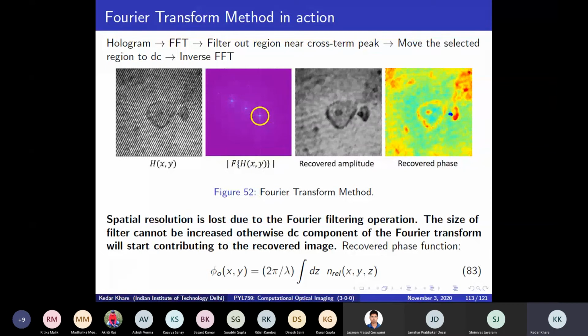What does it mean? It is actually 2 pi by lambda times the integral of dz. So dz is along the height of this cell. It is coming out of the plane of this slide. So the z direction is normal to the slide itself. And then there is an n relative. Typically when you make a cell sample, there is some fluid around the cell, and so in calculation of optical path difference, we have to look at the relative refractive index.